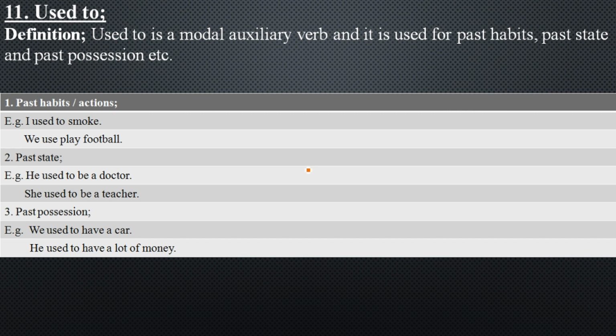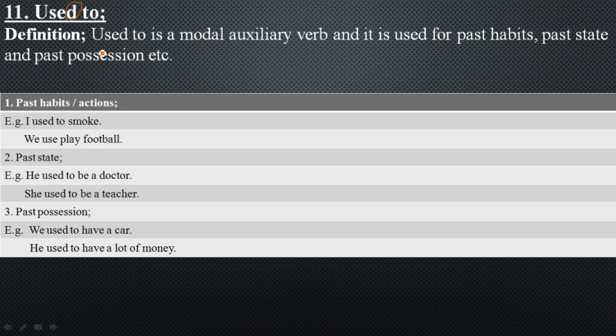Before starting the lecture, let me clear one thing to you: "used to" is pronounced "use to". The alphabet D is written but it is not pronounced. It is said "use to". You will not pronounce it "used to". This should be in your mind. We have already been discussing it, and today let me clear it to you.